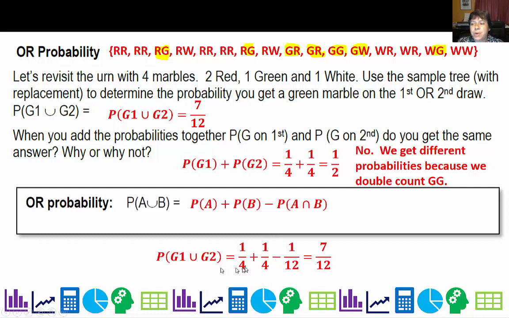Minus, is it possible to get green on both the first and the second marble? So that would be this one. Yes, it is. It's right there. 1 outcome out of 12. So we subtract 1/12 and we get 7/12. So now our answer matches what we should have gotten if you just counted the outcomes.